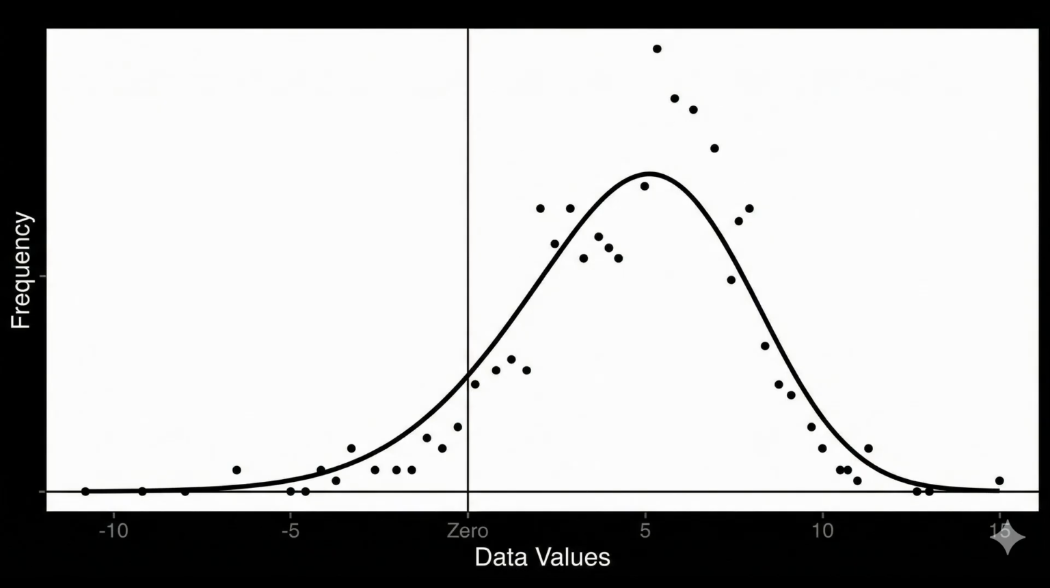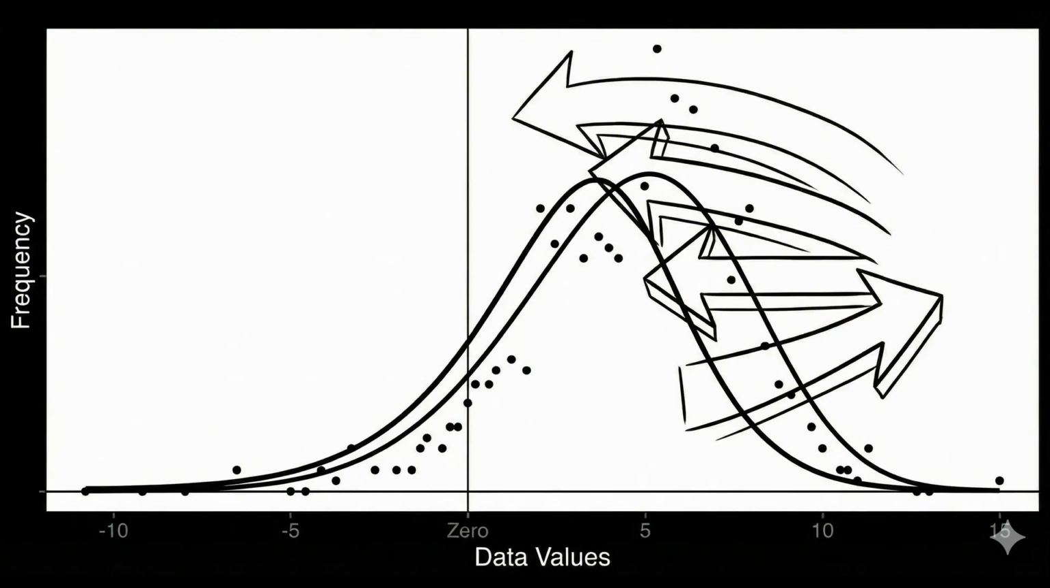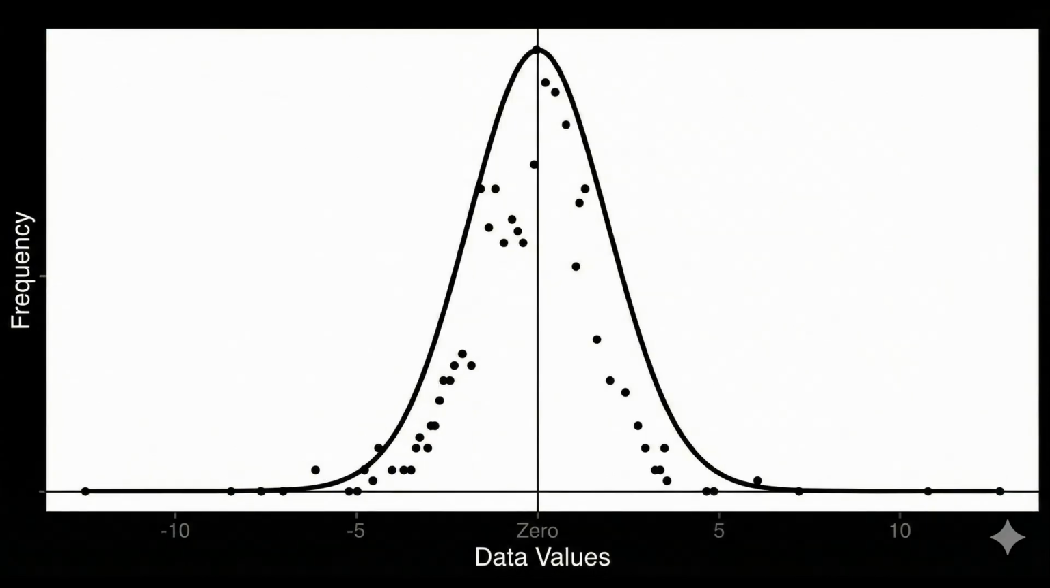I also apply batch normalization after every convolution. As data flows through the network, the values can drift. They might get really huge or really small. This makes the optimization unstable. Batch norm forces the data back to a standard scale with a mean of 0. It keeps the network centered.